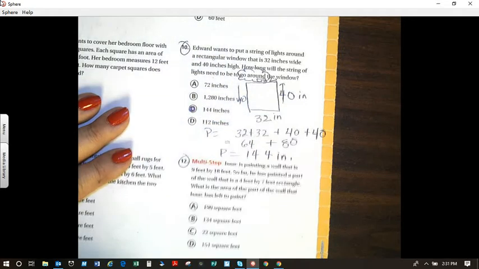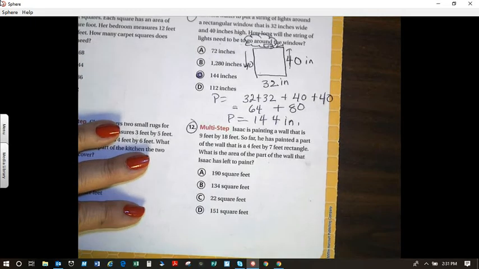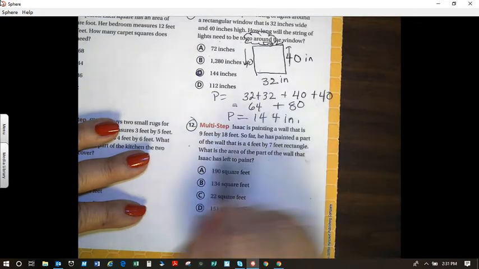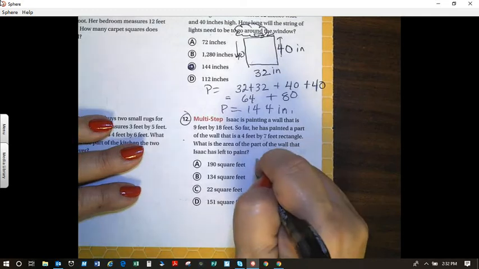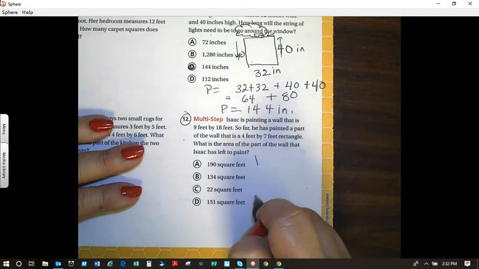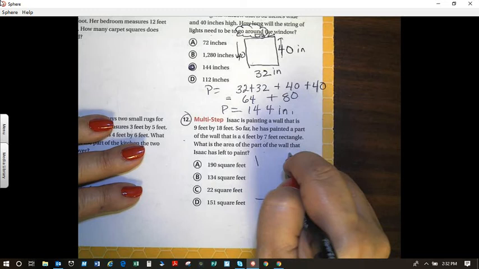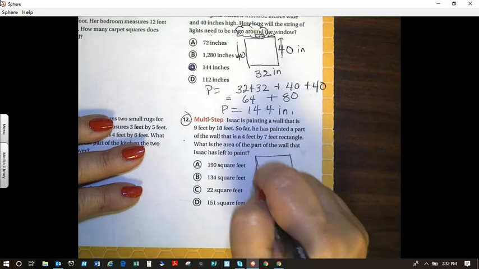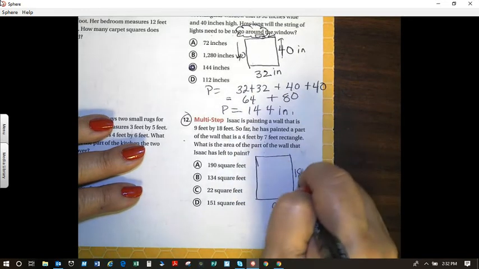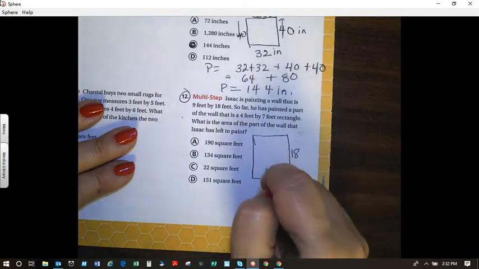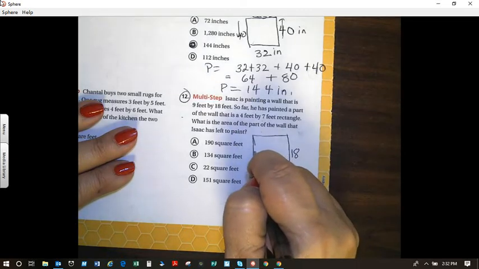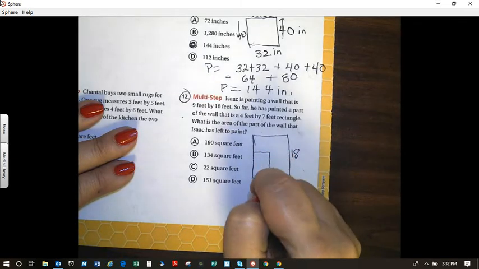All right, and the last one that we have, Isaac is painting a wall that is 9 feet by 18 feet. So far, he has painted a part of the wall that is a 4 feet by 7 feet rectangle. What is the area of the part of the wall that Isaac has left to paint? All right, so I have a 9 foot by 18 foot wall. So this is 9 by 18. So far, he's painted this wall a 4, 7. So you must, I'm just going to guess, right? This is a 4 by 7. He's painted that much.